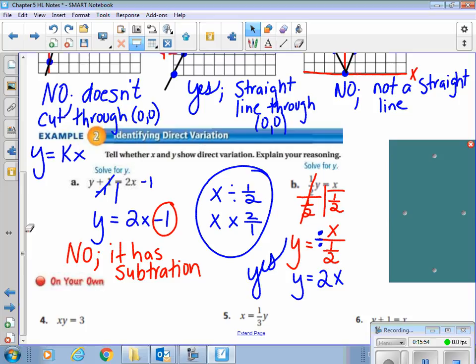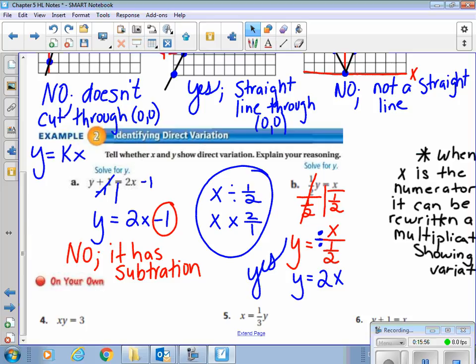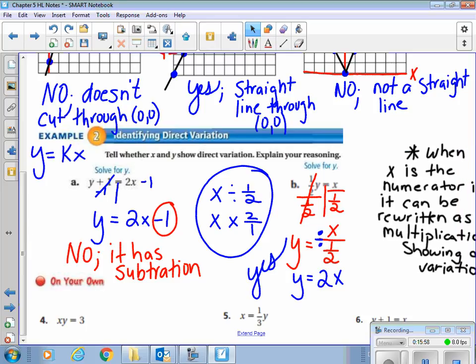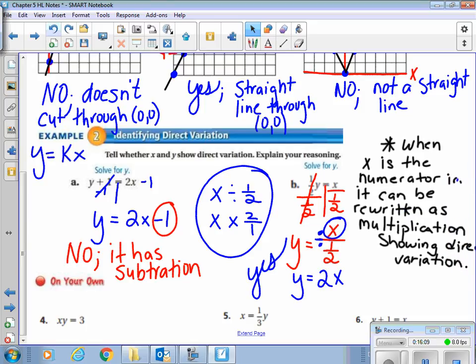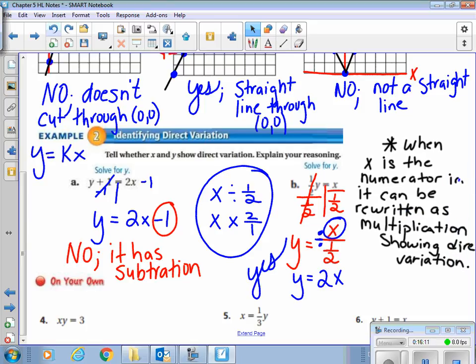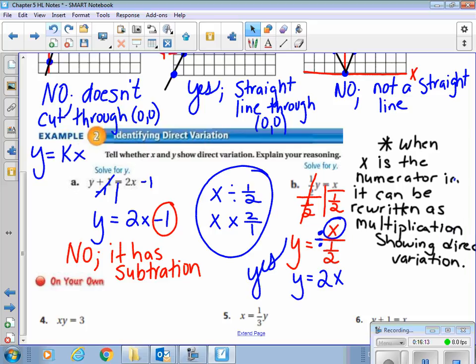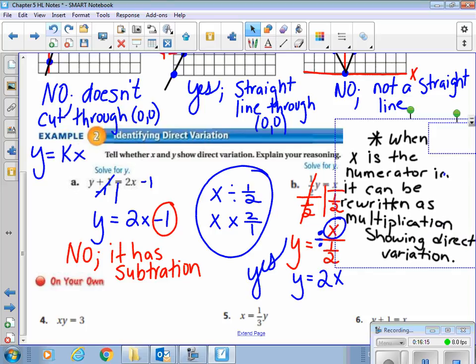So I want you to copy down this set of notes here. When x is the numerator, here I had an x as a numerator, it can be rewritten as multiplication showing direct variation. So copy that down, that's very important.